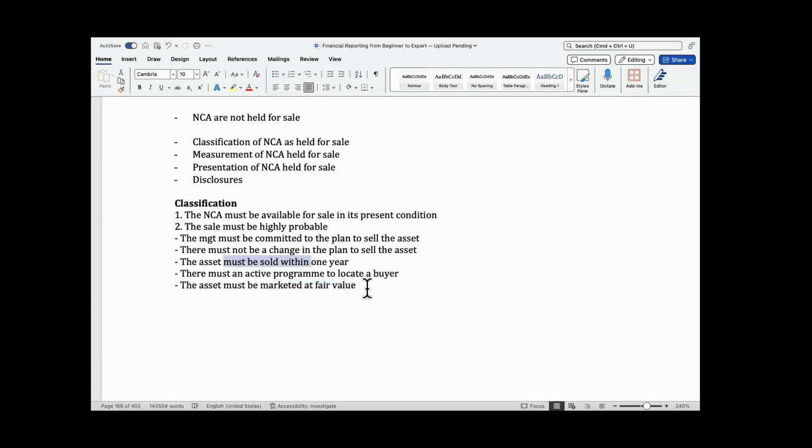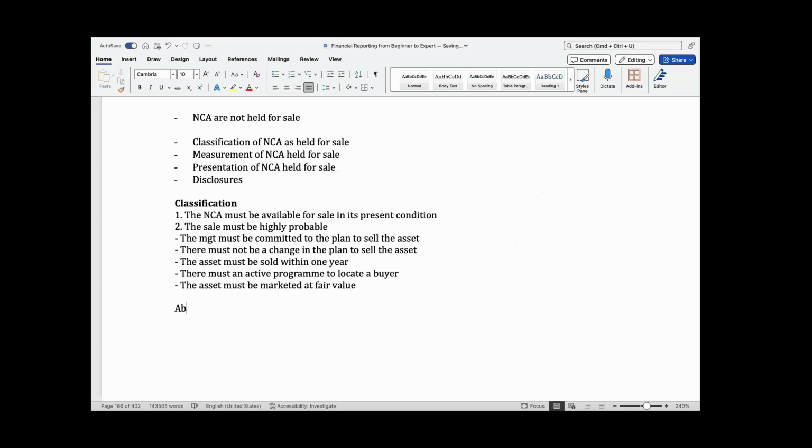Another one is that when you classify an asset as held for sale, don't confuse that with when an asset is not used again. It doesn't mean that the asset is not being used. You are still using it. It's still functional. It's just that you now want to sell it. You have the intention of selling and you are ready to sell it as soon as you get a buyer. So don't think it means you are not using it again. Just that you want to sell and you're ready to sell it immediately.